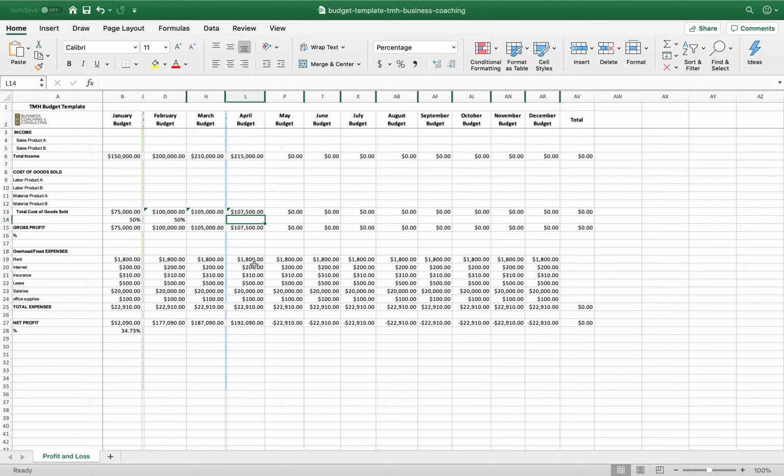So gross profit and COGS always add up to income, because gross profit is income minus COGS, and COGS is income minus gross profit. So I hope that makes sense. And these are all going to be 50%, obviously, across here. Drag that over. Okay, so May, we're going to do 215. June, we're going to do 215.